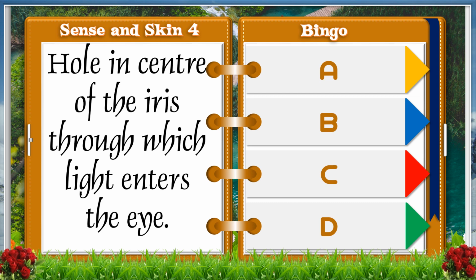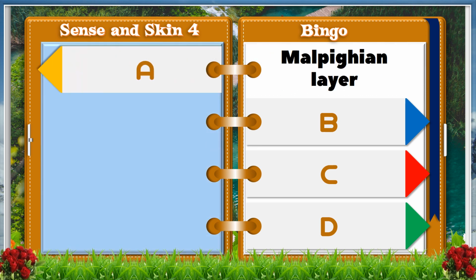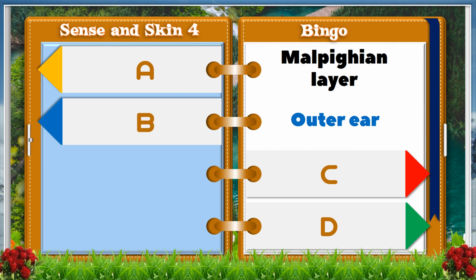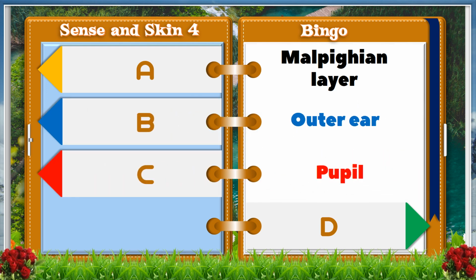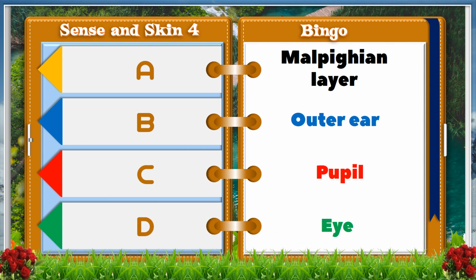Hole in center of the eye through which light enters the eye. A. Malpighian layer. B. Outer ear. C. Pupil. D. Eye. And the answer is C. Pupil.